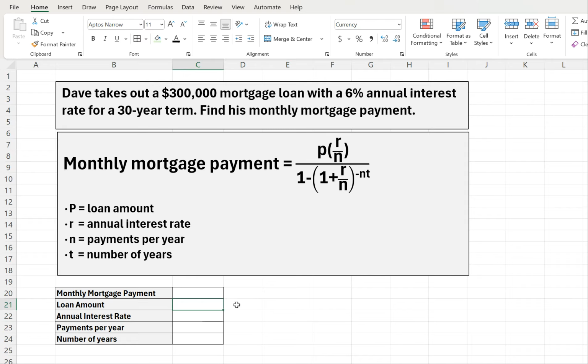So down here, the first thing that we need to fill in is the loan amount, which we're told is $300,000. So let's type that in. Then we need to know the annual interest rate, which we're told is 6%. So we'll type 6%, hit enter.